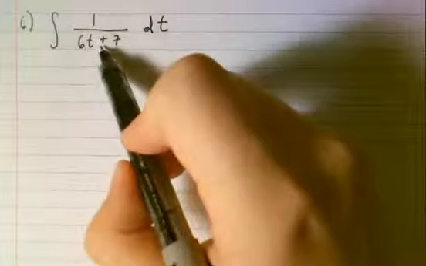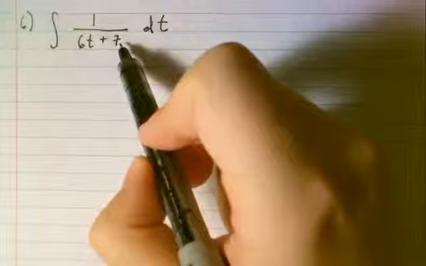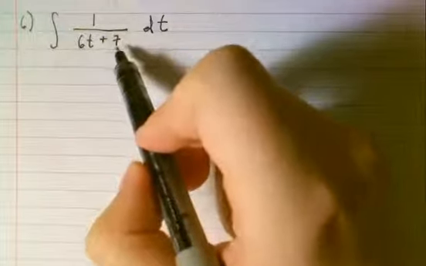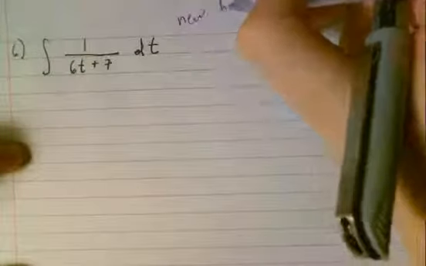Now we could rewrite this as 1 times 6t plus 7 to the negative first power, but remember what we saw in antiderivatives 2, that the antiderivative of 1 over x doesn't work out. The antiderivative of 1 over x is just the natural log of whatever that thing is. So here, we've introduced a new box function just for antiderivatives.